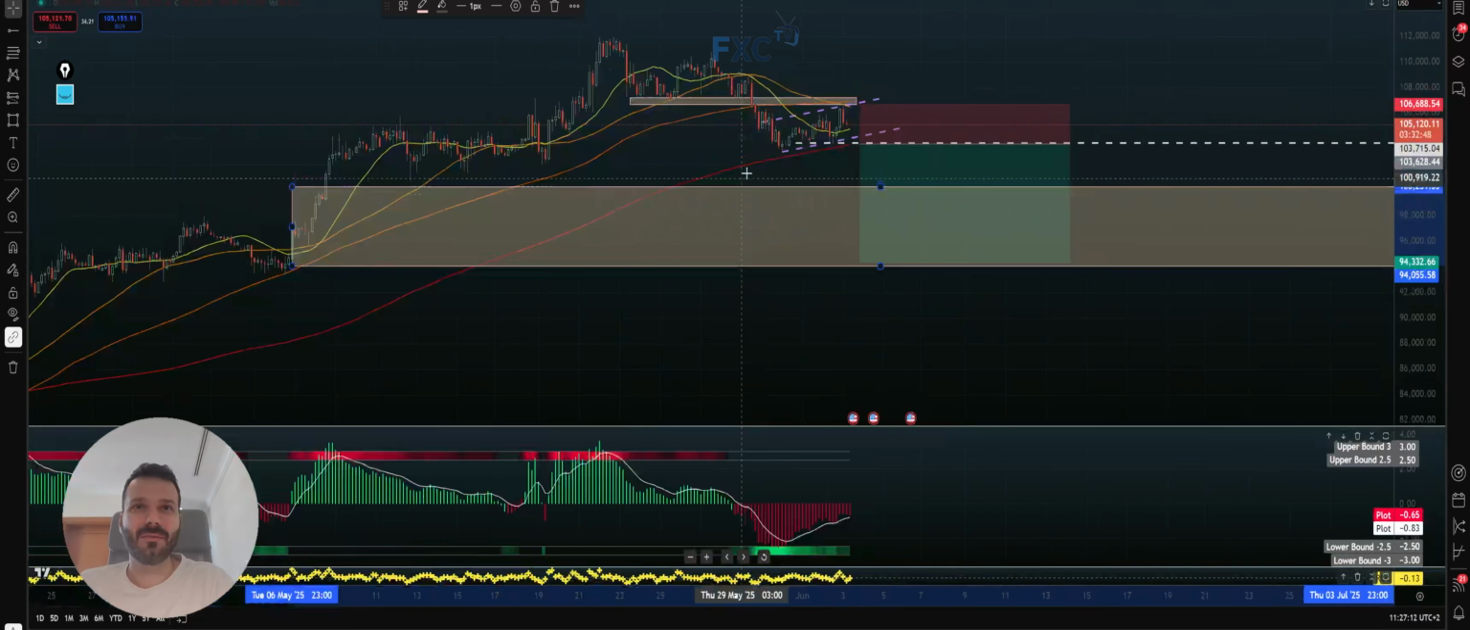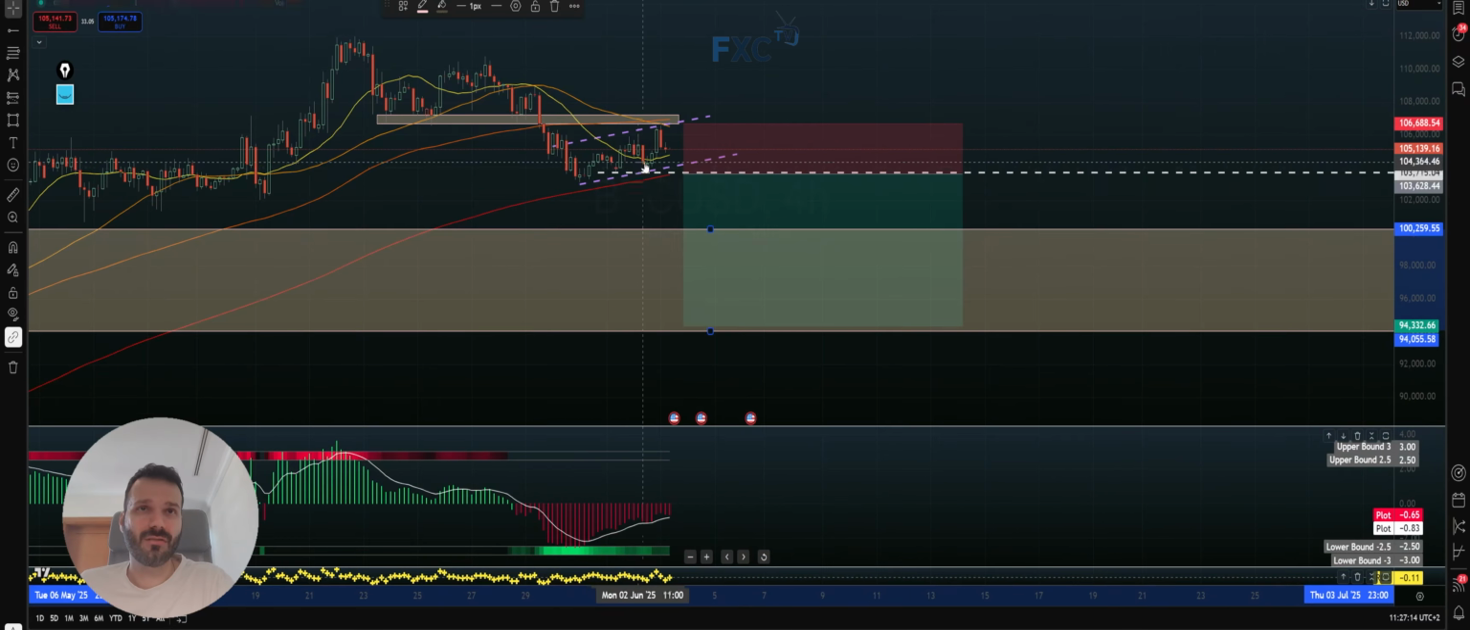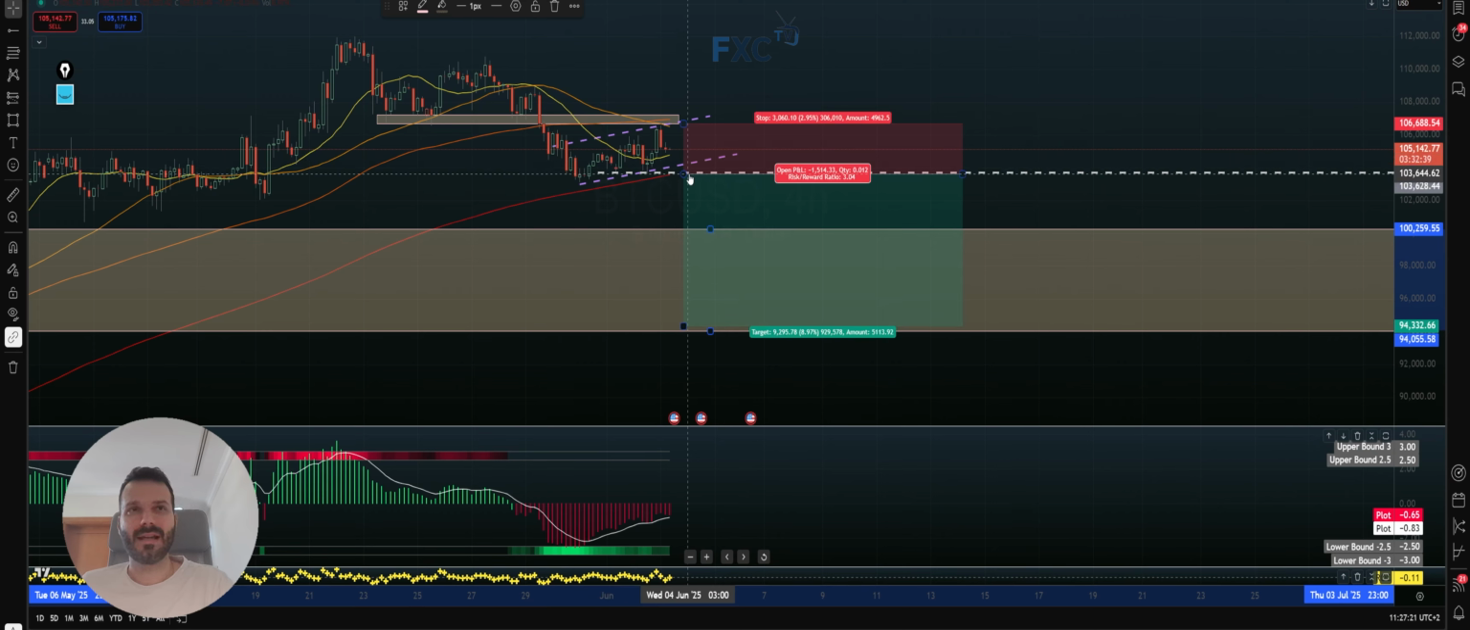But we need a confirmation for the market to trade lower. So far we're just consolidating, and only the downside break will, from my perspective, confirm this downside idea and the potential for the further downside movement.